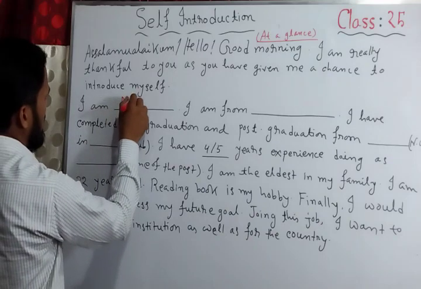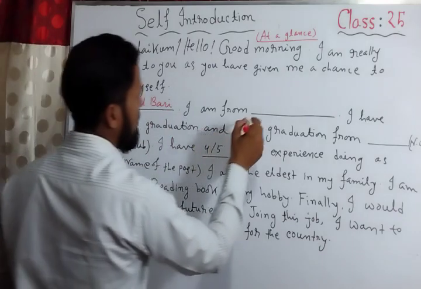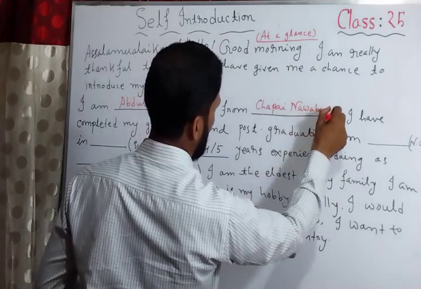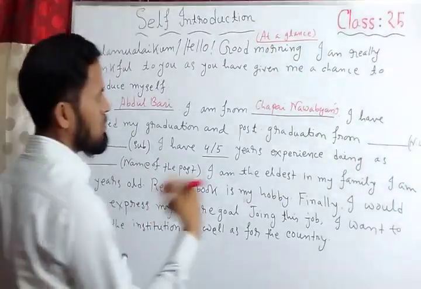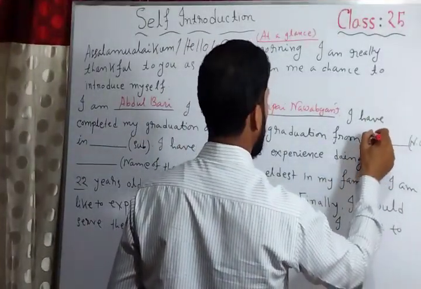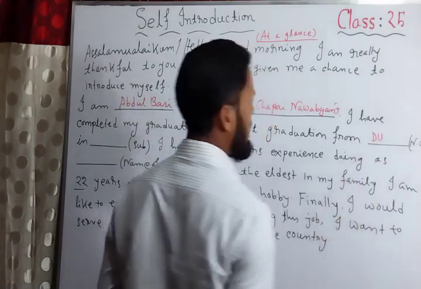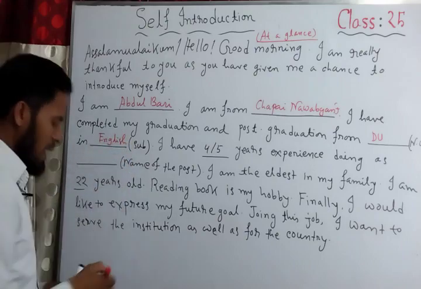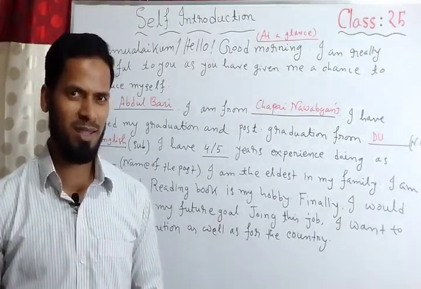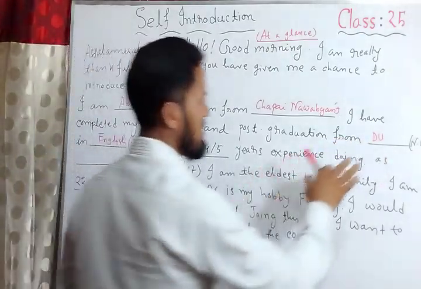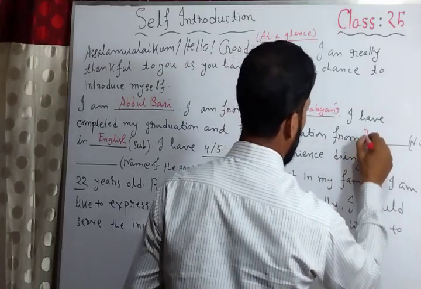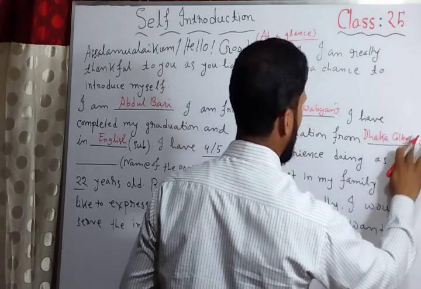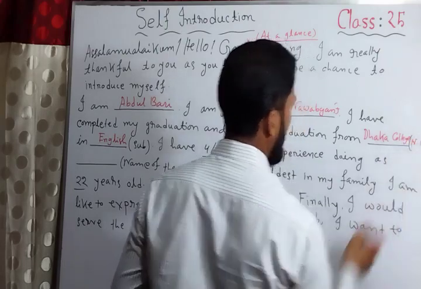Then name, I am Abdul Bari. I am from Chapai Nawabganj. I have completed my graduation and post-graduation from, here you can say Dhaka University, in subject English. But if you have completed your graduation and post-graduation from Dhaka College, not Dhaka University, you can also say Dhaka College. Here I can write down Dhaka College. Name of the university.